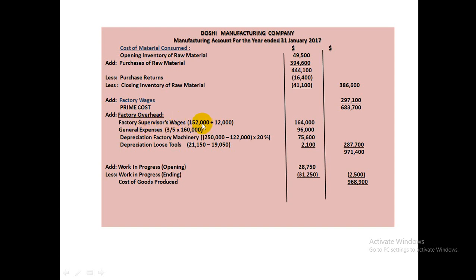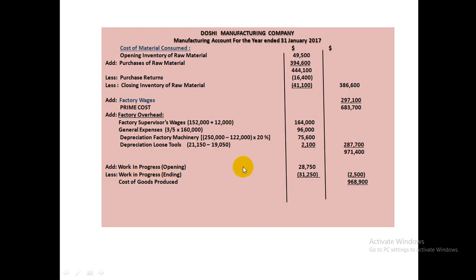Factory supervisor salaries, the salaries paid and the salaries which are still unpaid, will be added. General expenses will be taken 3/5. Depreciation of factory machinery will be calculated using the diminishing balance method. Depreciation of loose tools using the revaluation method: the old value minus the current value will give you the depreciation. The total of this factory overhead is to be added in prime cost, and that is how our cost of goods produced will be calculated.